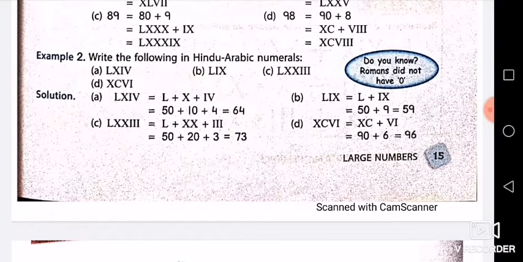A is LXIV. Now I is put before V, so it means I will be subtracted from V. So that number will be L plus X plus IV. L is the symbol of 50, X will be the symbol of 10, IV means 1 will be subtracted from 5, that will become 4. So 50 plus 10 plus 4 is equal to 64.